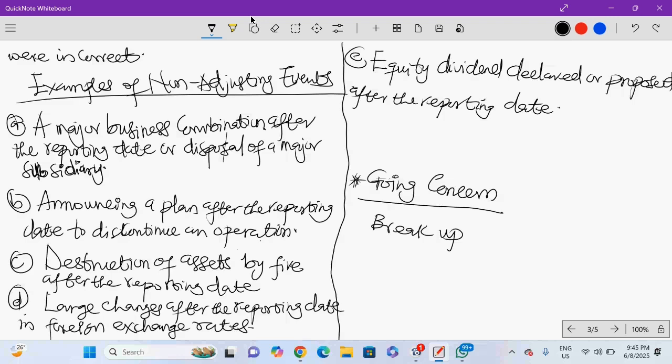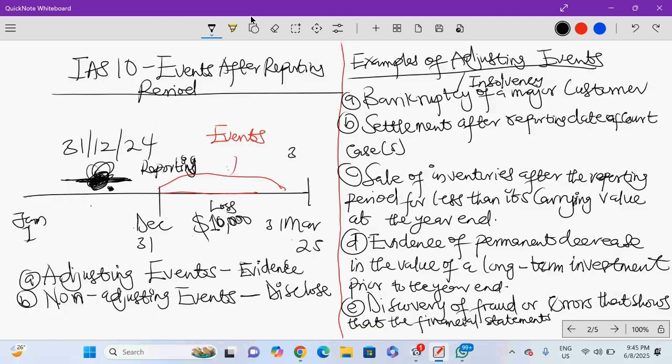So when it rises, what will it do? If you are saying a permanent decrease, we even specify evidence of permanent decrease in the value of a long-term investment. In fact, let's eliminate this point so that it doesn't confuse us, because here we are specifying a decrease in the value of a long-term investment.